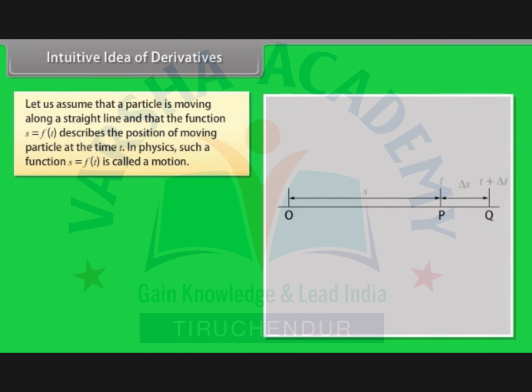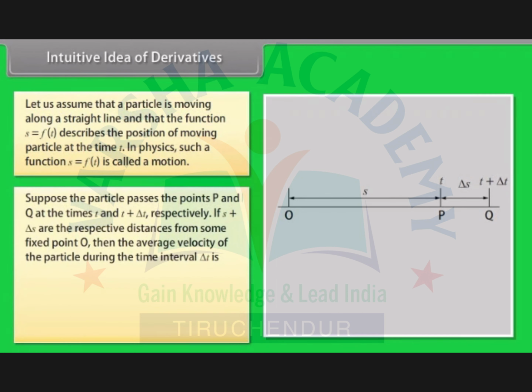Intuitive idea of derivatives. Let us assume that a particle is moving along a straight line and that the function s is equal to f of t describes the position of the moving particle at the time t. In physics, such a function s is equal to f of t is called a motion. Suppose the particle passes the points P and Q at the times t and t plus delta t respectively.